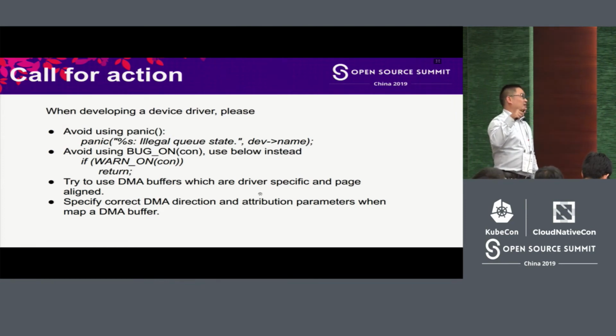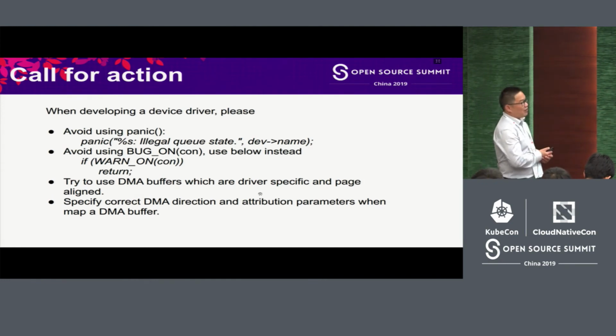For example, if then, this is not very good because you just suppose this device is trusted, but maybe it's not. It's untrusted. So suppose it's an untrusted one. So avoid using panic. You can use WARN_ON. Yes, then you can log all this information in the kernel log and go on.